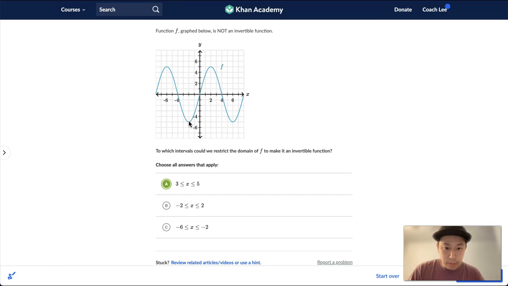-2 starts at a local minimum, and then we go all the way to an x value of +2, local max. So local min to local max, it keeps increasing the whole way. So that'll pass the horizontal line test. Okay. Between -6 and -2, let's see what we got. Between -6 and -2. Okay, so this one will also pass as well.